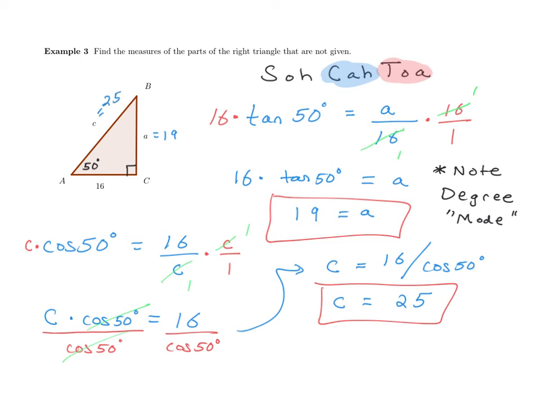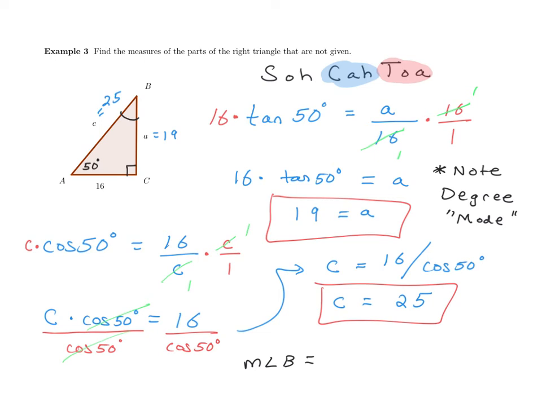Again, we're rounding. There is one last piece of information to find, and that is, well, what is the measure of angle B? Well, I know that if I add these three angles together, it's equal to 180 degrees. So I could take 180, subtract 90, and subtract 50.